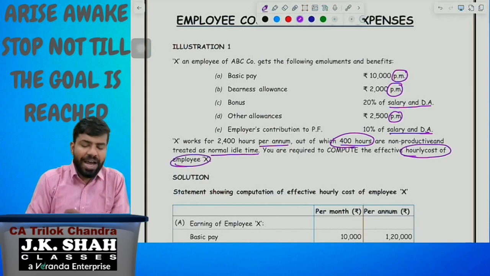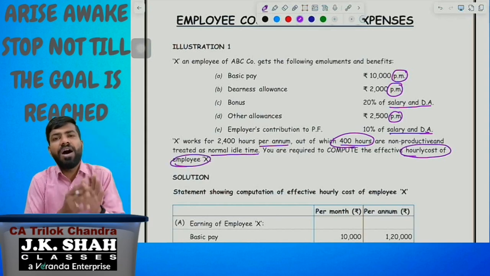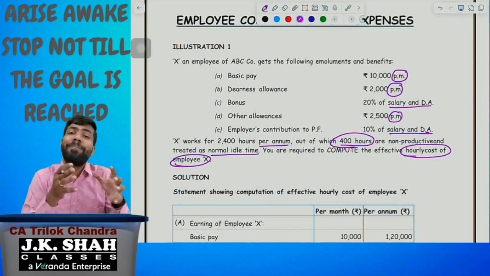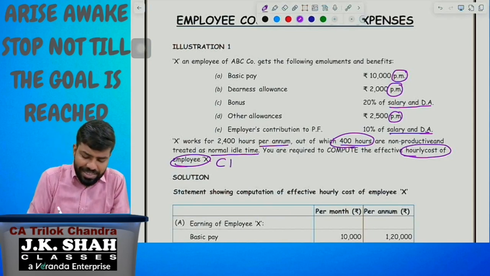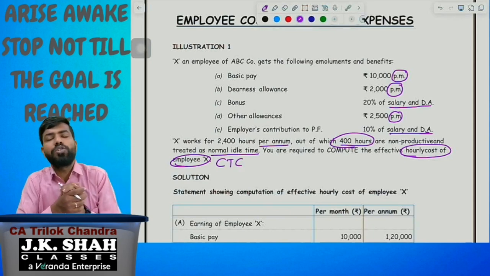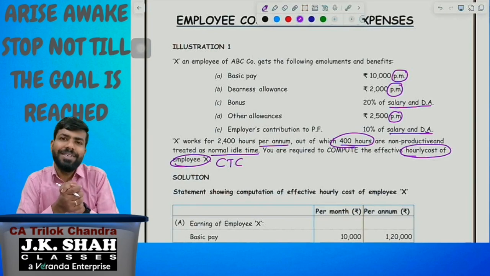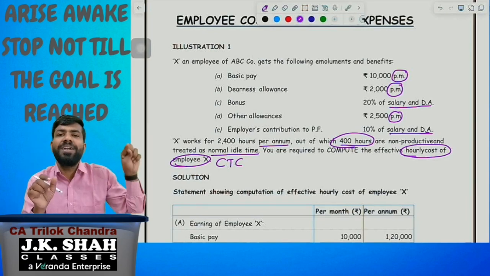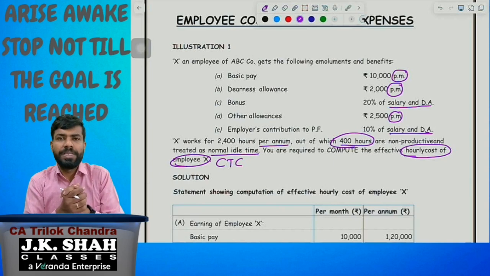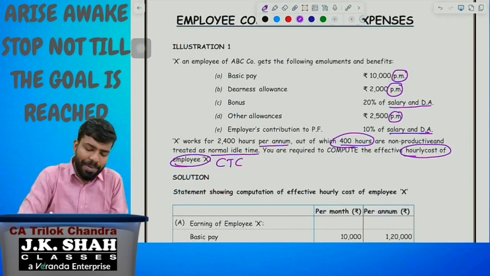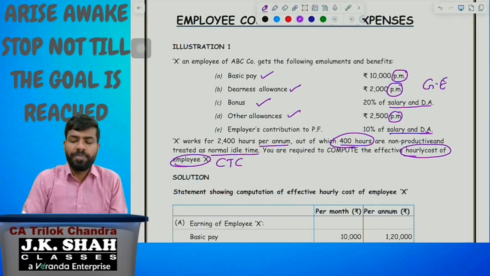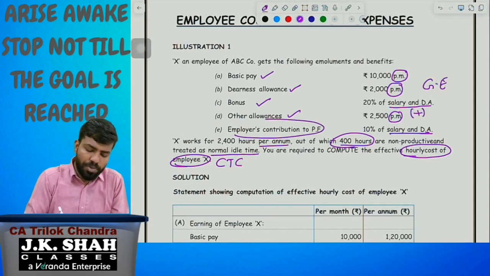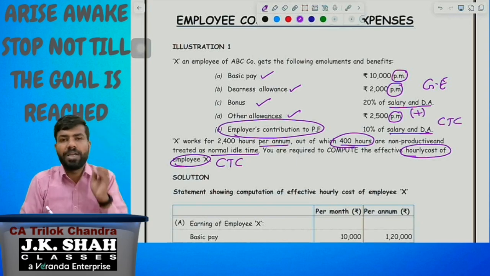Now tell me, are they asking employee cost or earnings? They are asking employee cost. Means we need to calculate CTC, cost to the company. How to calculate CTC? Gross earnings plus employer contribution to PF and ESI. How to calculate gross earnings? Add basic pay, dearness allowances, bonus, other allowances, we will get gross earnings. Plus employer contribution to PF will get CTC or employee cost.